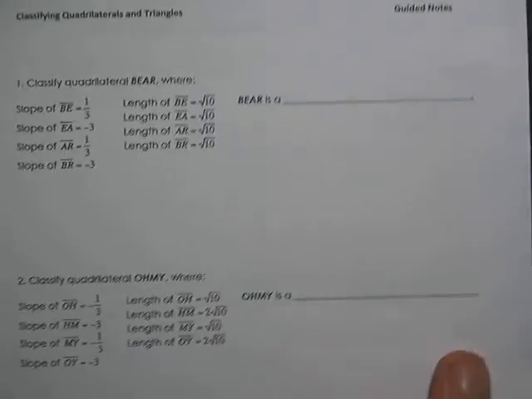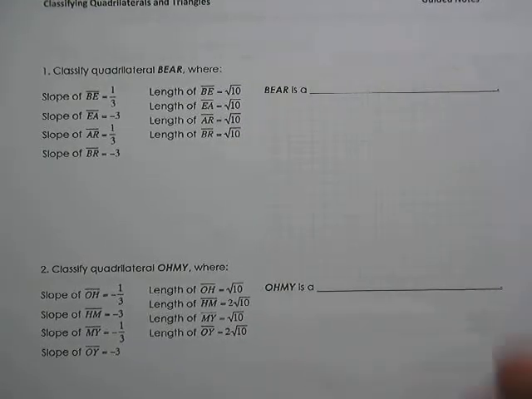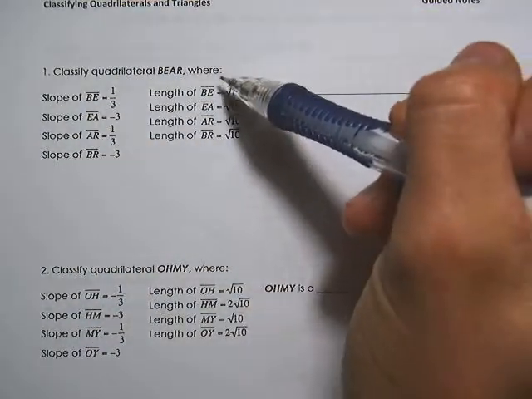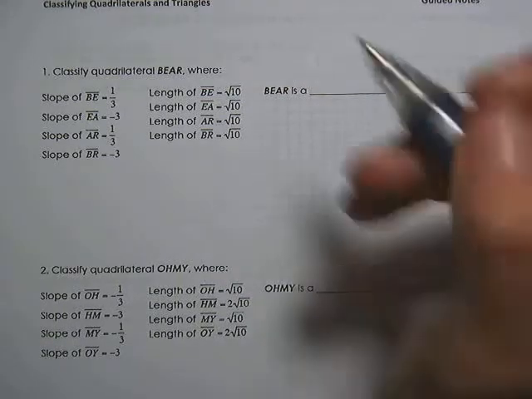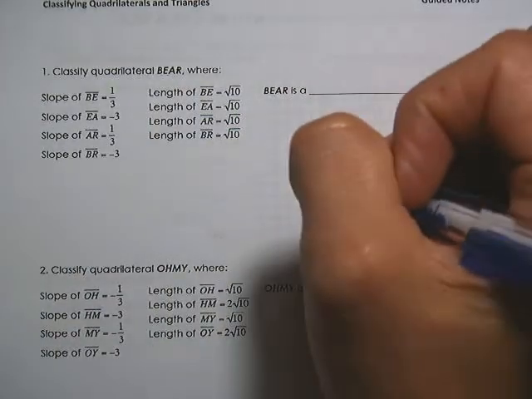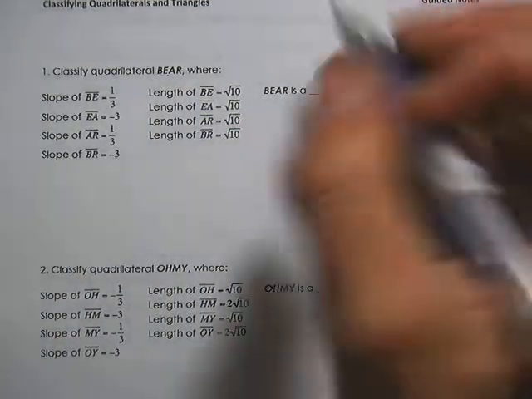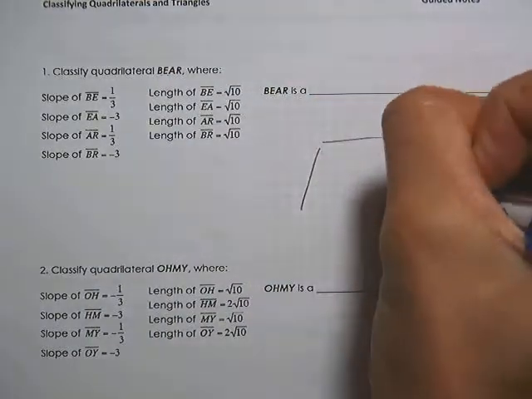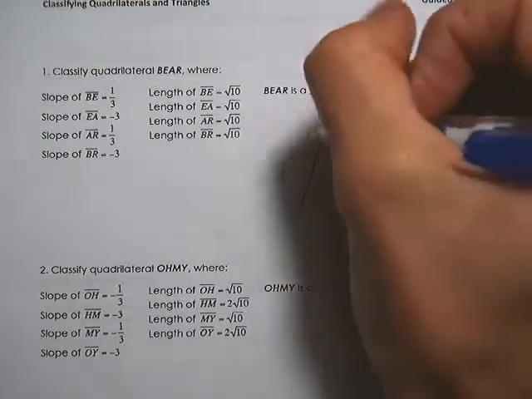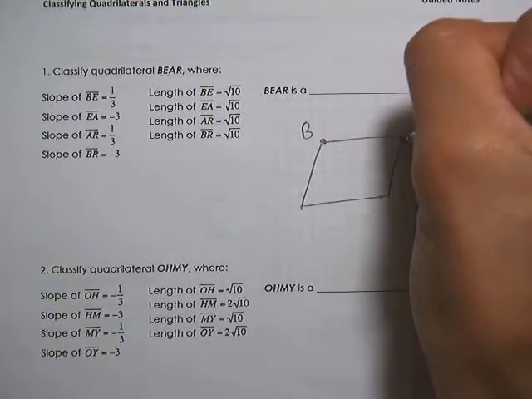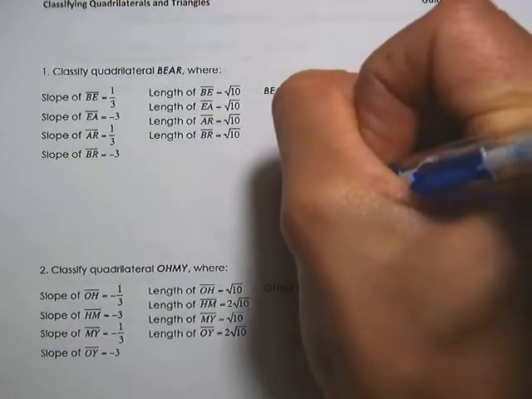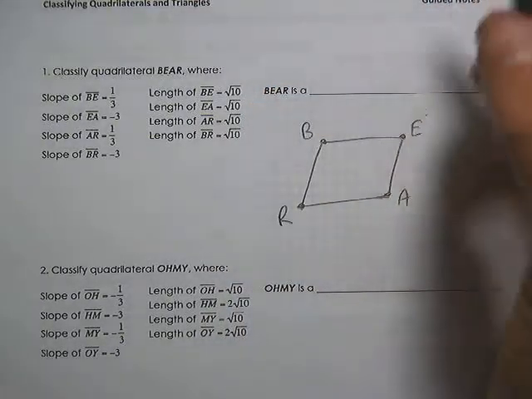Okay, so with these examples, I've actually given you a figure, and then I've given you the slopes, and then I've given you the lengths of the sides. Okay, so it says we have a quadrilateral BEAR, so they labeled it. All right, so the first thing you're going to do is draw a general 4-sided figure, because it says it's a quadrilateral. Try not to be too specific with the sides, just draw 4 sides, okay? Then we're going to label it. So BEAR, you have to go around in a circle, so B-E-A-R.